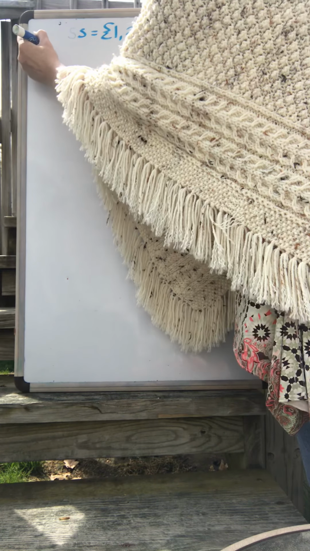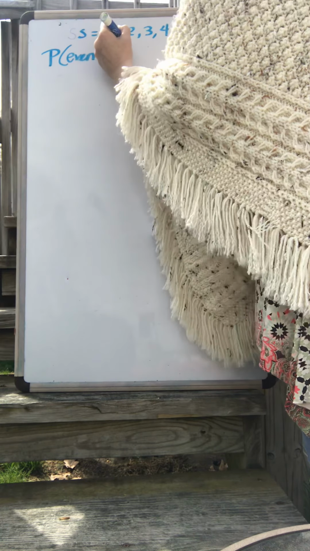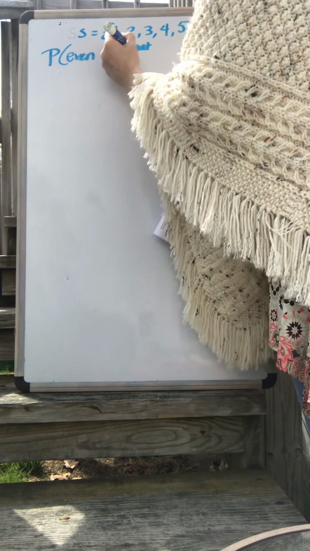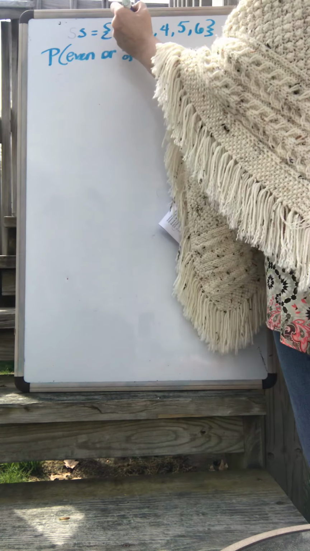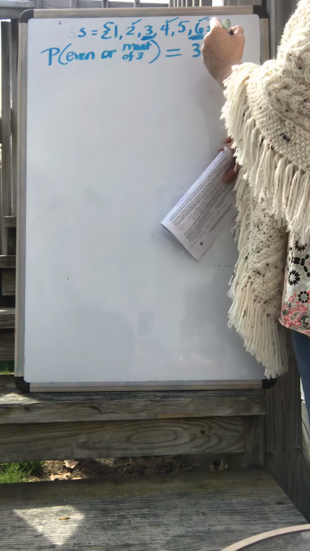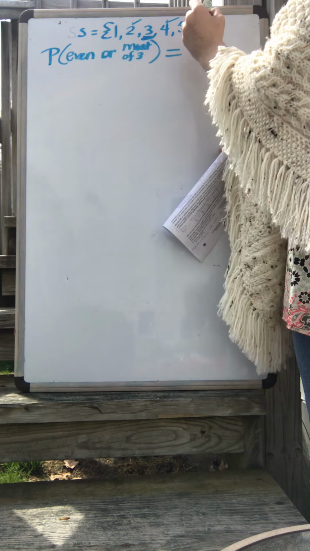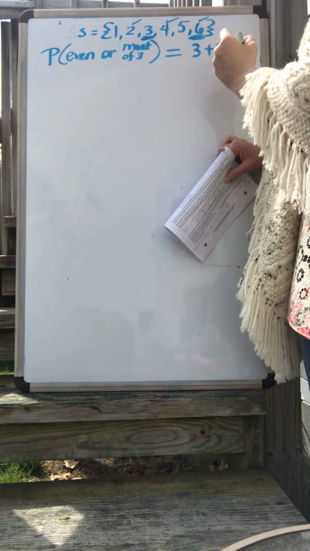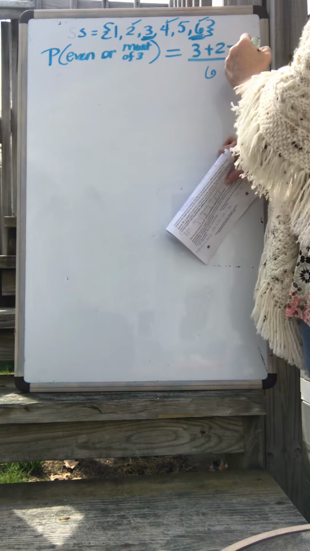So now I want the probability of being even or a multiple of 3. Okay. Well, how many even numbers do I have? I have an even, and an even. I have 3 even numbers. And multiples of 3: 3 times 1 is 3, 3 times 2 is 6. I have 2 multiples of 3. The 6 has a check and an underline. That's my overlap, minus my 1 overlap, all out of 6. So 5 minus 1, this probability is 4 out of 6.